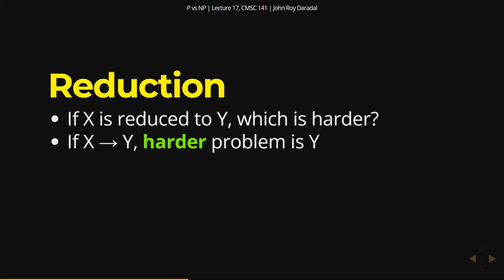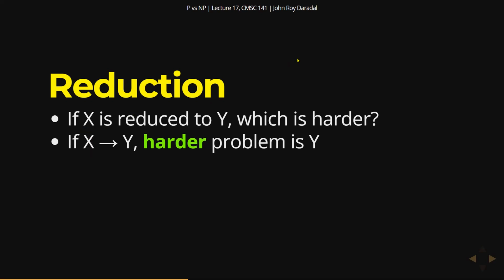That is because your problem X is basically piggybacking on problem Y, right? So it's like you're asking a friend, "Hey, are you going to the store? Then can you please buy me some of this?" So you're asking your friend to do your job for you. So that means that your friend must have more things to do, and then on top of it, he's also doing you a favor. So in that case, problem Y is doing more, right? Because on top of it, he's also solving your problem for you.